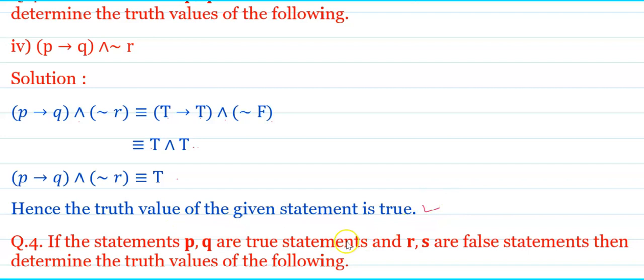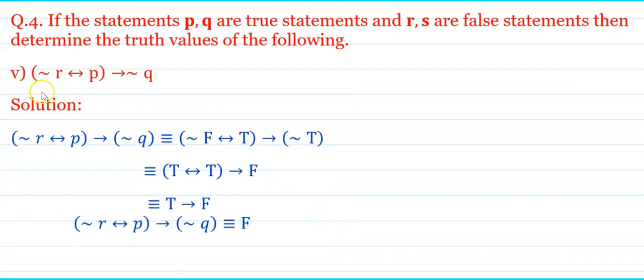Now the fifth one. Negation of R, double implication P implies negation of Q. Now we will substitute the values. Negation of R means what? Negation of F is T. Double implication P means T, implies negation of Q, which is negation of T, which is F. T double implication T is again T. Negation of T is F. T implies F. Overall you will get F here.